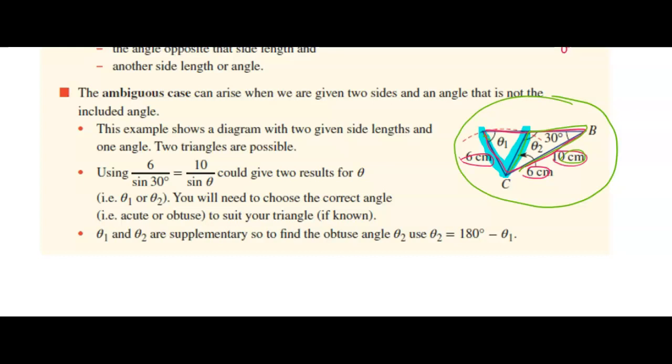What you just need to know is it only applies to angles, not when you're finding sides. Basically your two angles, theta 1 and theta 2, are supplementary. So that means they have to add up to 180. So theta 2, your second angle, is just 180 minus the other angle. Okay, so they have to add up to 180.